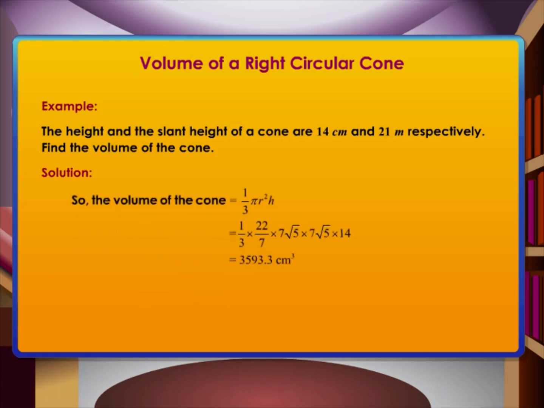So the volume of the cone is 1/3 pi r squared h. Here, substitute the value of the radius as we found above, then simplify. We get the volume of the cone is equal to 3593.3 cubic centimeters.